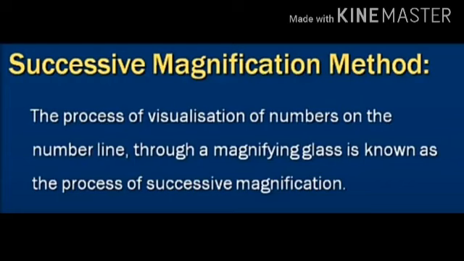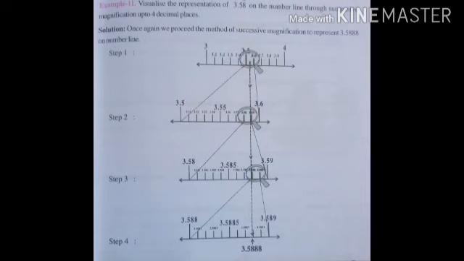Let us discuss the successive magnification method. The process of visualization of numbers on the number line through a magnifying glass is known as the process of successive magnification. Now let us solve one problem. Example 11. Visualize the representation of 3.58 bar on the number line through successive magnification up to 4 decimal places. Solution: 3.58 bar means 3.5888 and so on.